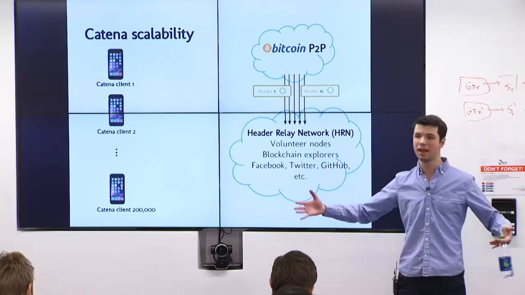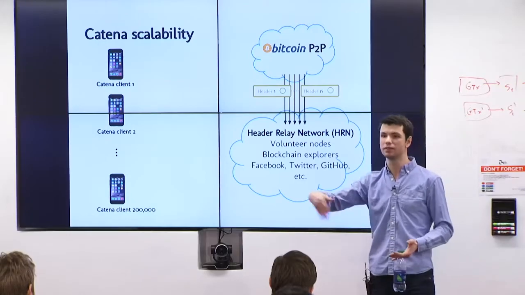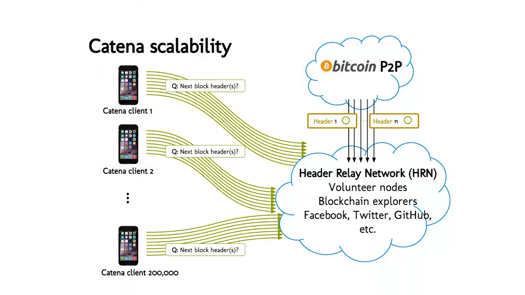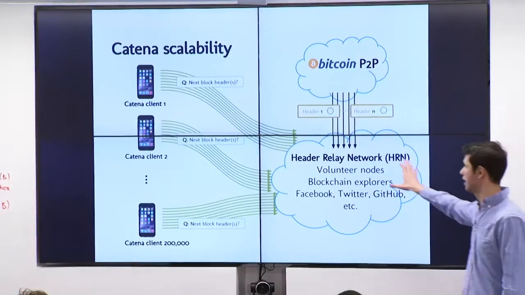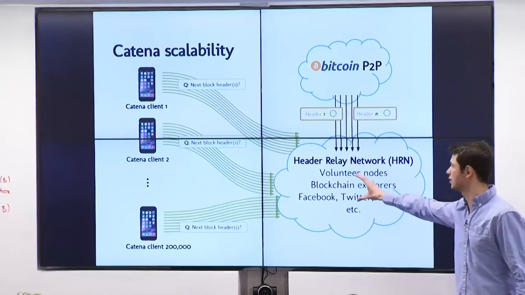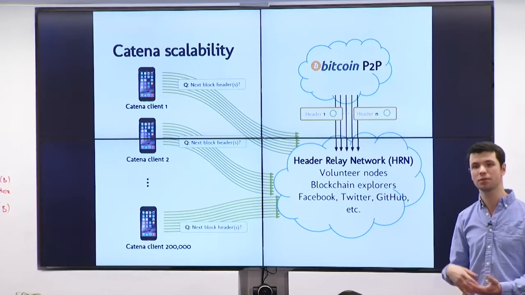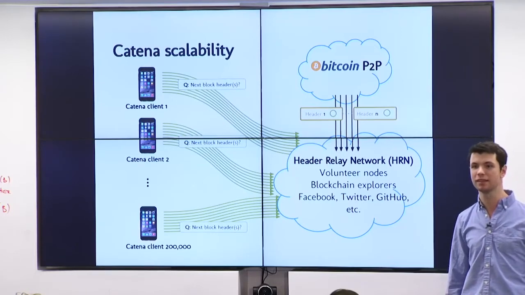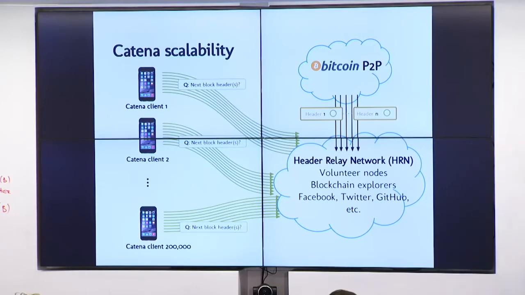The simplest way is to have N servers and have them send these headers to whoever asks for them. So it's easy to scale in that sense, because if you ask this header relay network for the block headers, it's much easier to scale this than to scale the Bitcoin peer-to-peer network, which has to do a bit more than just block headers. They have to verify blocks. They have to verify signatures.